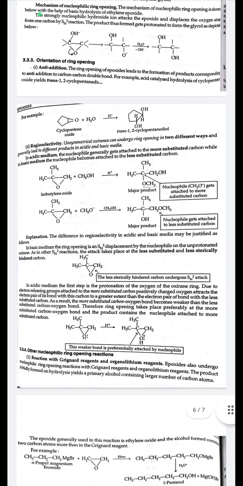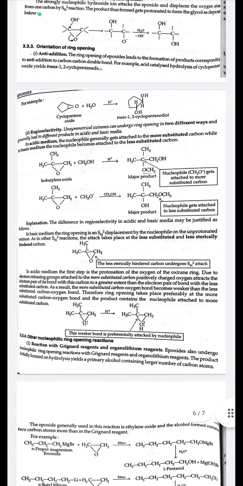Article 3.3.3, orientation of ring opening. First, anti-addition. The ring opening of epoxide leads to the formation of products corresponding to anti-addition to a carbon-carbon double bond. For example, acid catalyst hydrolysis of cyclopentene oxide yields trans-1,2-cyclopentanediol. That is, cyclopentene oxide plus water gives trans-1,2-cyclopentanediol.